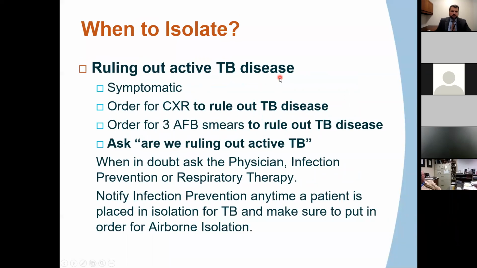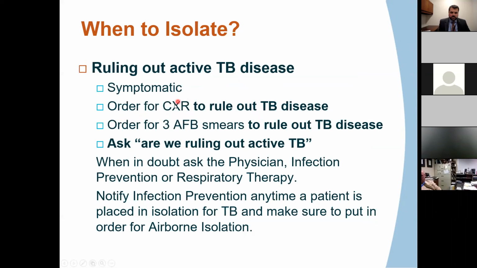Ruling out active TB. If a patient comes in and you're not sure if they have active disease or not, but they have the classic symptoms and a cavitary lesion, you would put them in a negative pressure room until you're sure they don't have active TB and aren't spreading it to other healthcare workers and other patients.